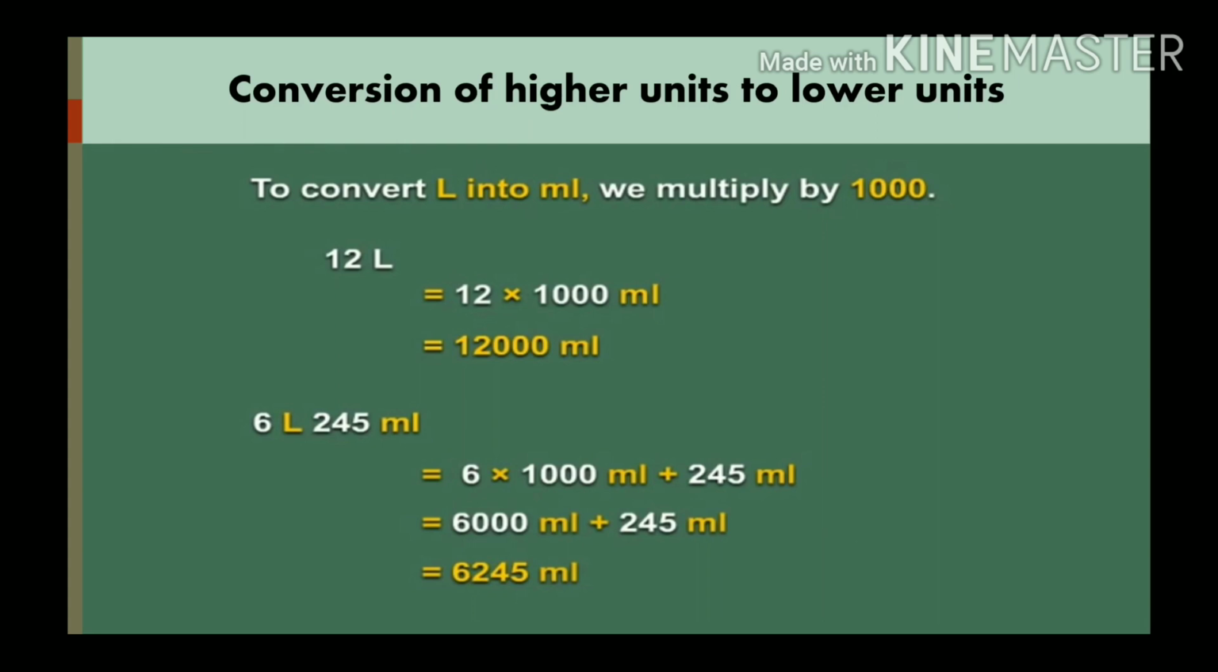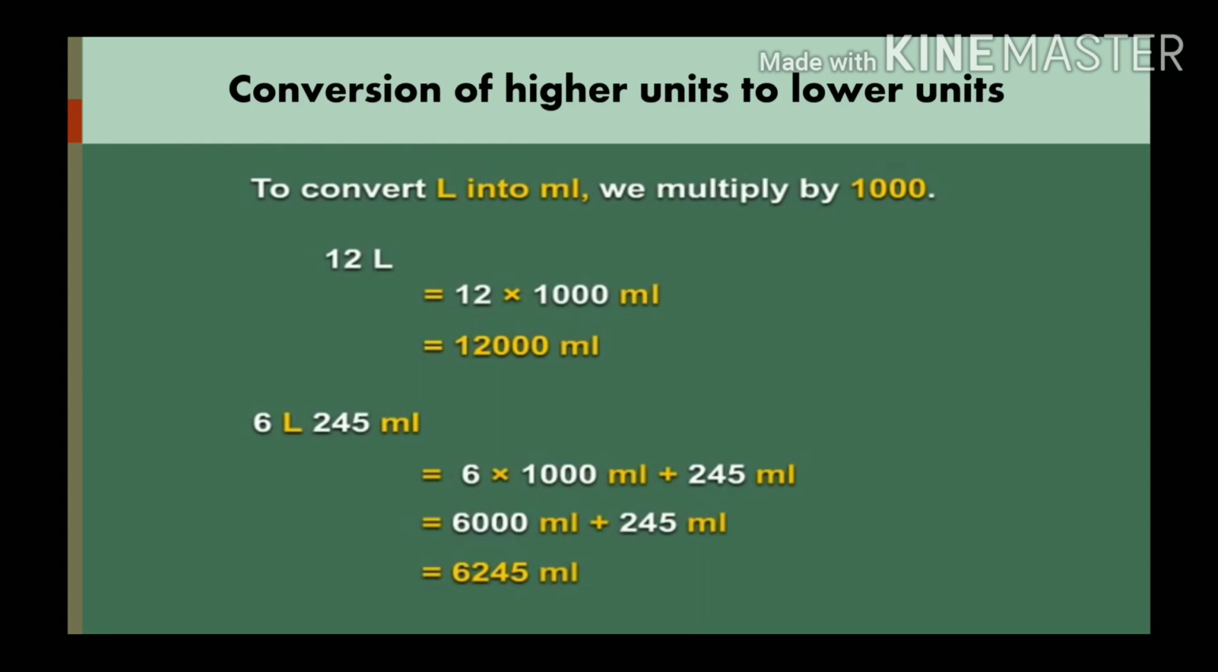6 liter 245 milliliter. So students, here you have to just convert the liter, and after converting liter into milliliter, we have to add the milliliter part to the converted part, so you will get the final answer. So let's see. 6 liter is converted into milliliter by multiplying by 1000. So we get 6000, and after that we have to add the milliliter part.